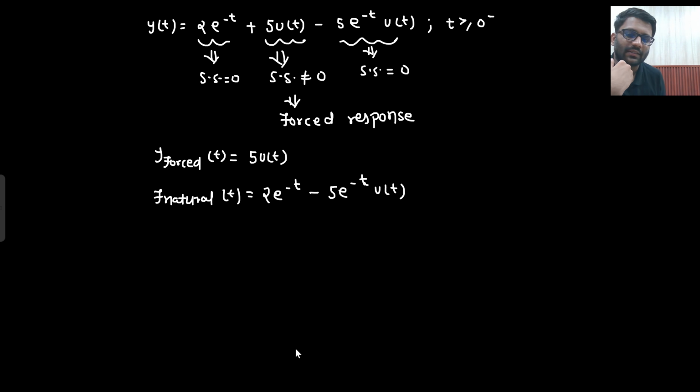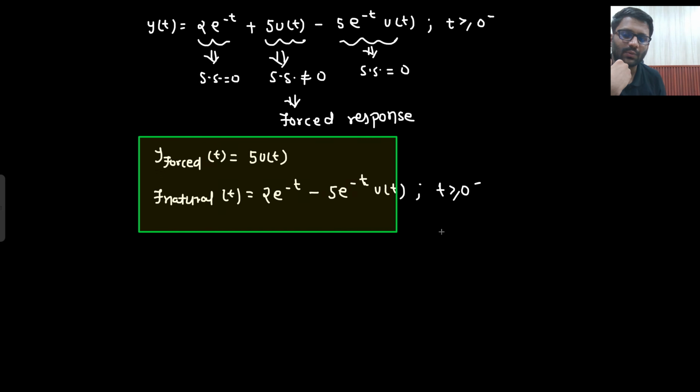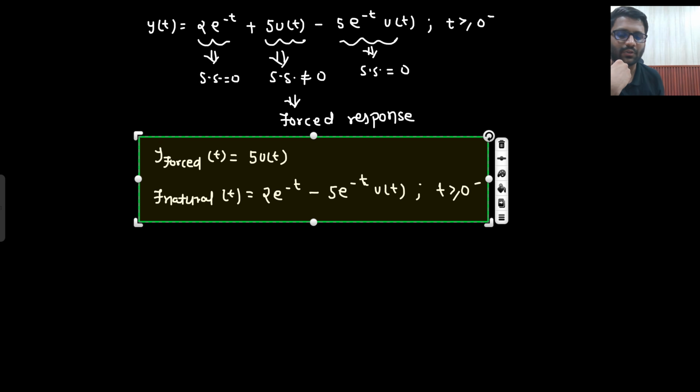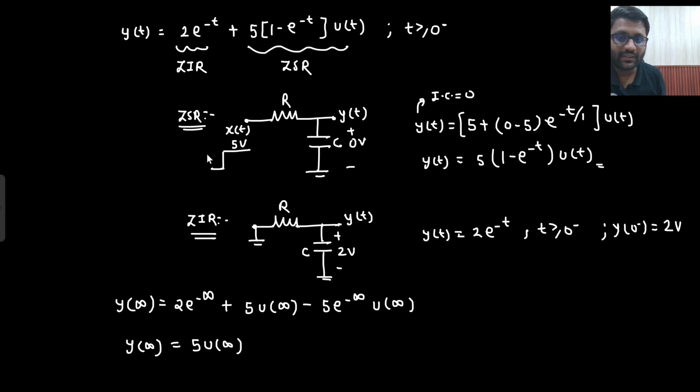So these are the answers for forced response and natural response. For the natural response, there is 2 e to the power minus t, and you have to write down t greater than 0 minus. So these are two other terms: forced response and natural response. Why is this known as forced response? Because here this 5 volt has forced the capacitor voltage to reach 5 volt.